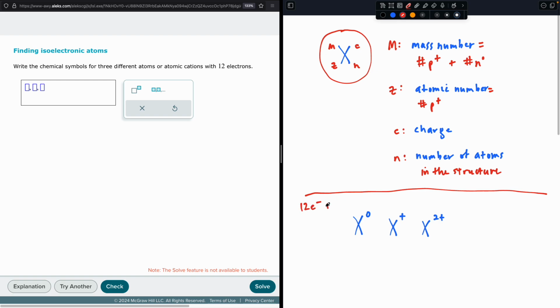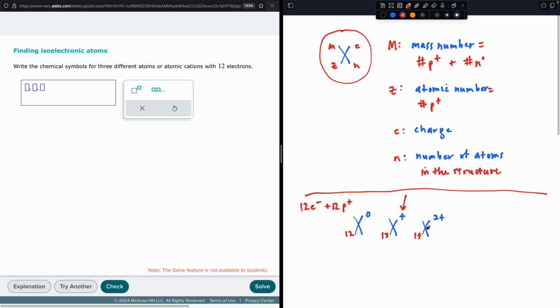Okay. All right. So if the atom has 12 electrons, it must also have 12 protons. So I'm going to put a 12 right here. All right. Now, if this structure over here has 1 more proton than it does electrons, it's got 12 electrons, it must have 13 protons. Okay, and this is going to be 14. This is great. This is awesome.